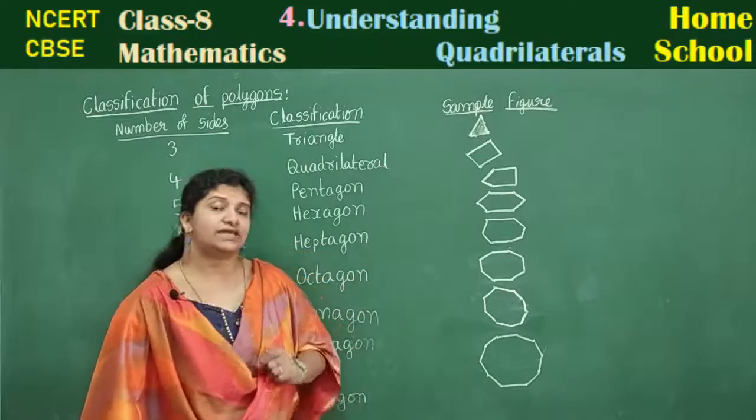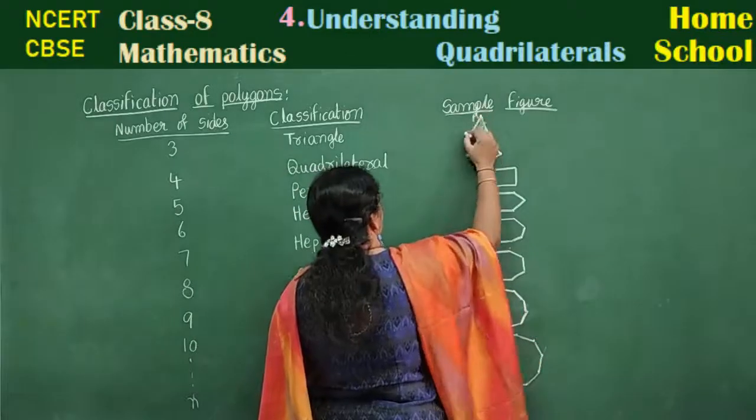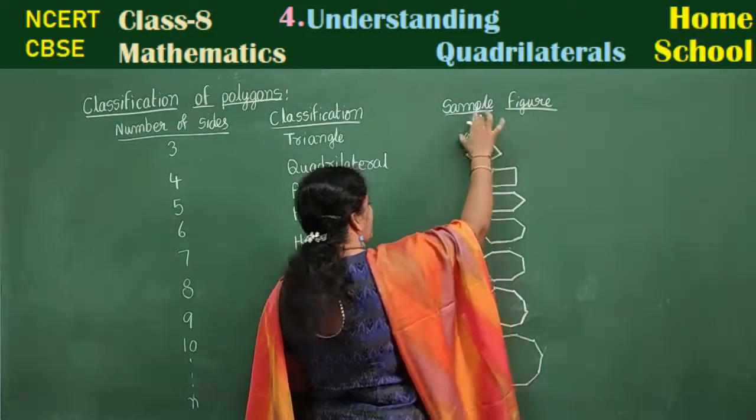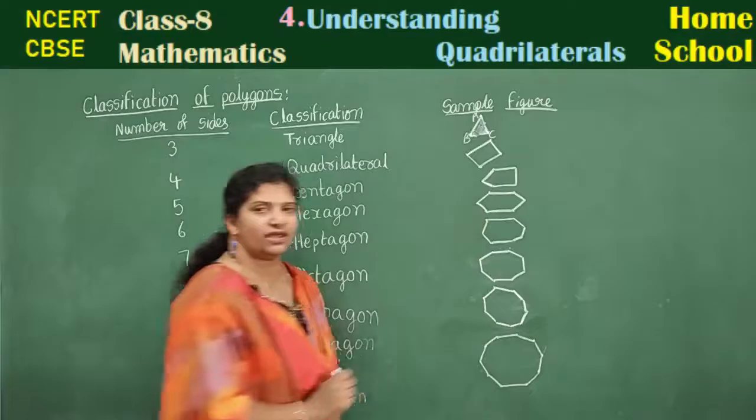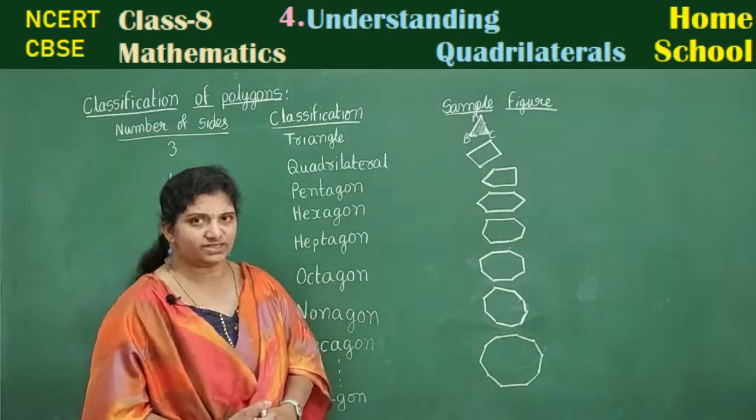So interior and exterior. Suppose how we name their sides and vertices. Look here, if I consider a triangle, I say AB, BC, CA are the sides. A, B, C are the vertices.